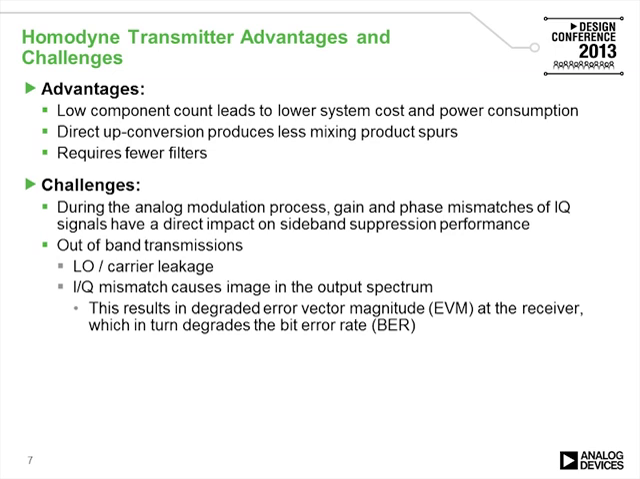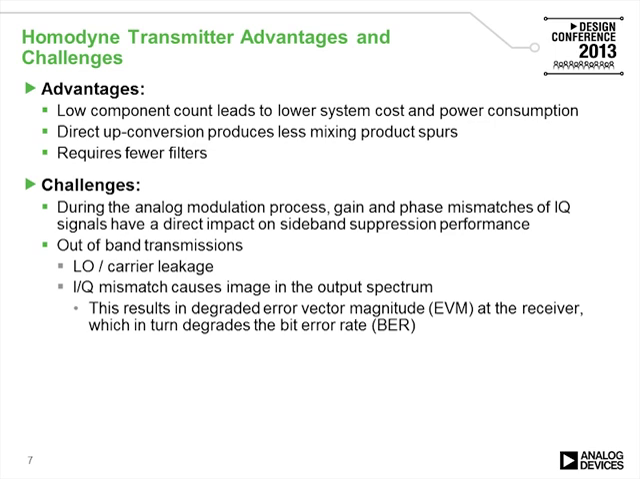Some of the transmitter advantages and challenges: it's a very low component count, which leads to very low system cost and power consumption. The direct up conversion produces very few mixing spurs and typically requires much fewer filters than you would have with multiple IF stages.